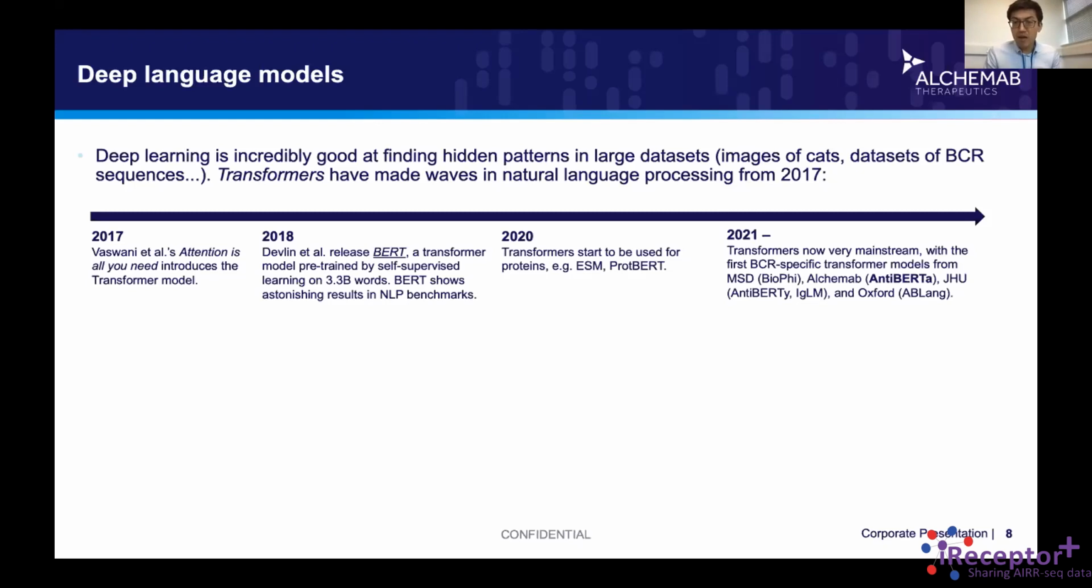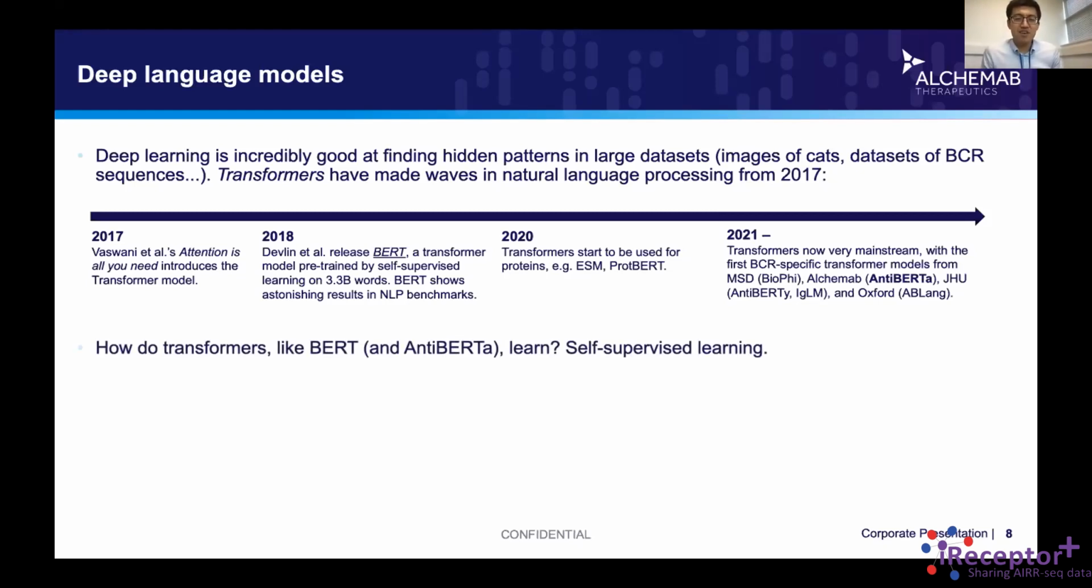So I should say that there are other really fantastic pieces of work in the space, like the BioPhi transformer, AntiBERTa, and Apply. And I highly recommend reading all those papers if you have time, because they're really well written, really thorough as well. But how do these things learn? Like, how do they have this kind of magical ability to have these astonishing results, as they say?